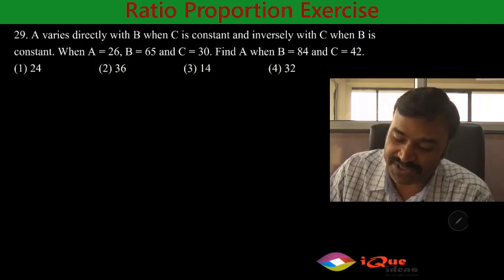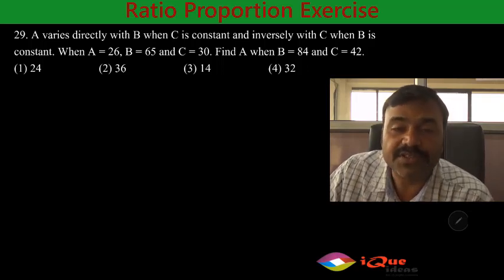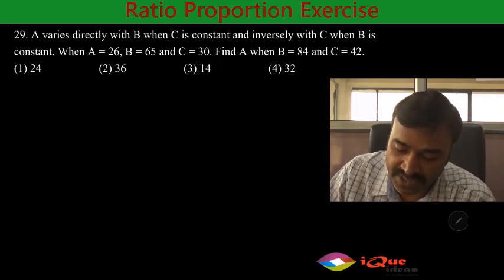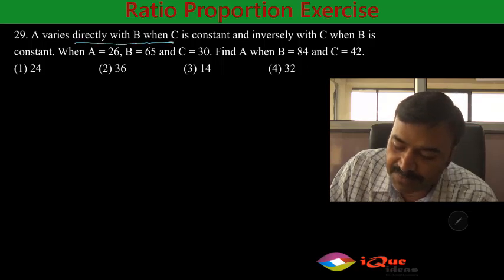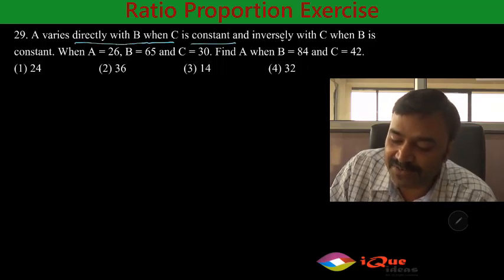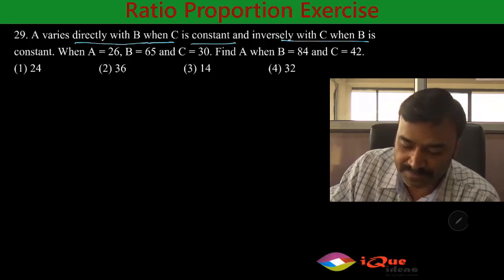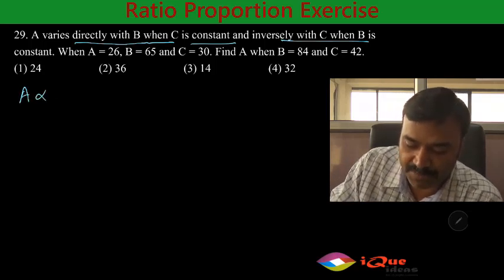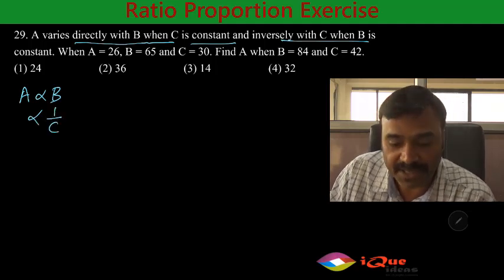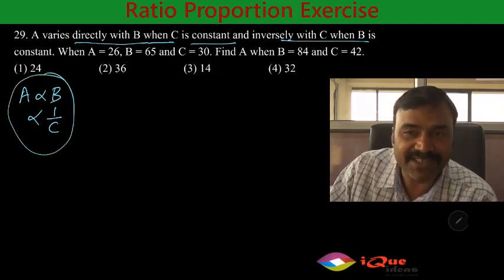Now, the next question is a very important question based on the concept of proportionality or variation. It says A varies directly with B when C is constant and inversely with C when B is constant. This we have done in the theory lecture also. Here it says A is directly proportional to B and inversely proportional to C. So A varies with 1 by C. But you don't need to go into this. I have said this earlier also.